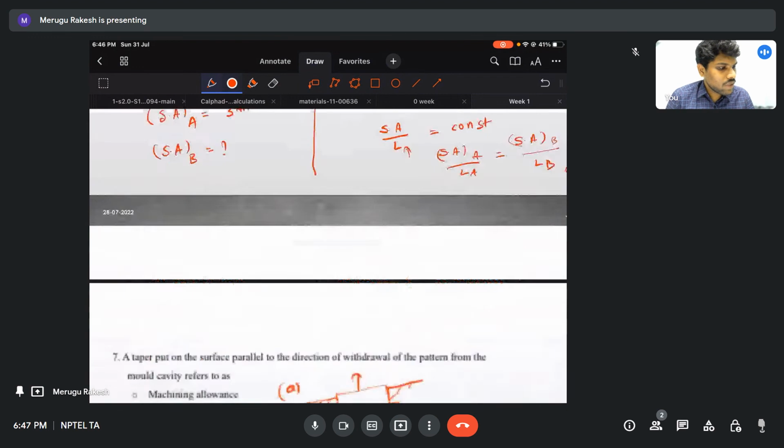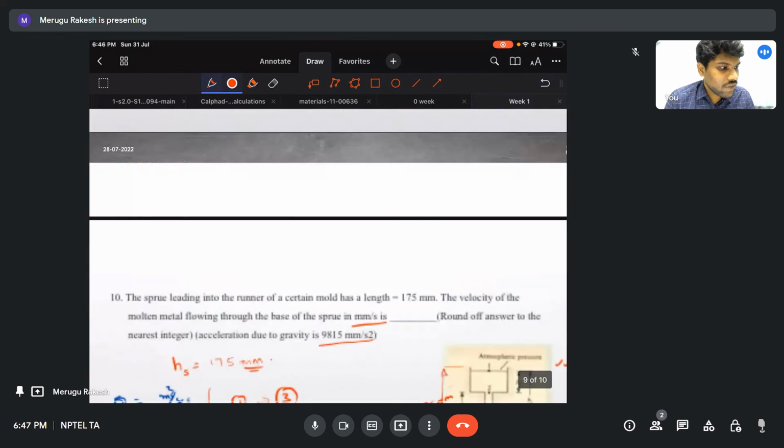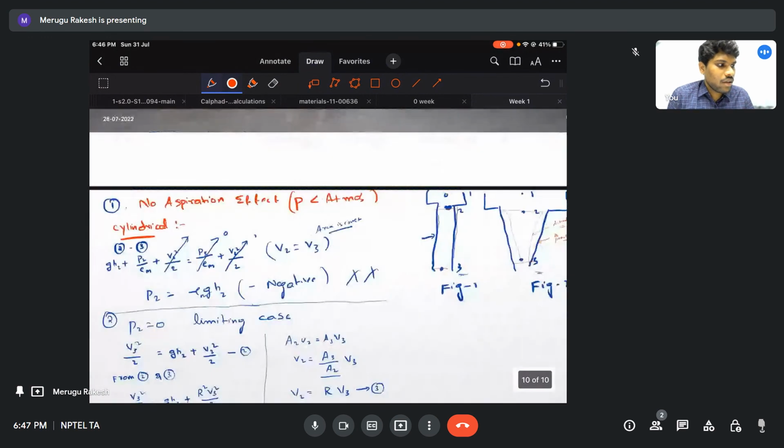There was one more question on how many degrees we have to keep the taper. I have seen somewhere the taper angle is very small, below 3 degrees. It also depends upon actual industry practice. In general they are using 3 degrees of taper for casting purposes.